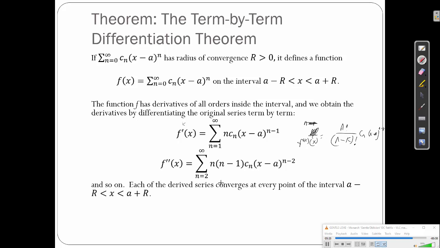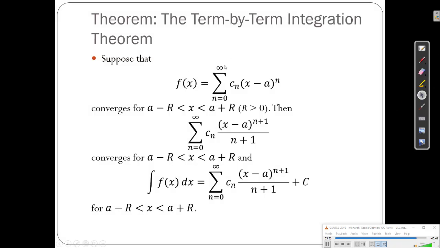Each of the derivatives is going to converge at the same old radius of convergence. And just like we can take derivatives term by term, we can also take integrals term by term. You increase the exponent by 1, divide by it, so n plus 1, divide by it, constant still out front. So you could probably come up with a similar formula for that.